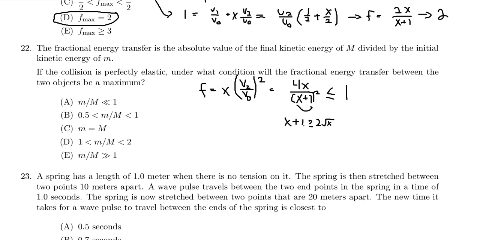But in particular, we have equality when x is equal to 1. But what is x? x is equal to big M over little m. So the answer to this question is just C, little m is equal to big M.